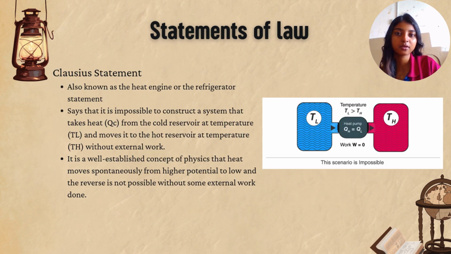The next statement of the law is Clausius statement, also known as the refrigerator statement, which says that it is impossible to construct a system that takes heat from the cold reservoir at temperature low and moves it to the hot reservoir at temperature hot without external work. It is a well established concept of physics that heat moves spontaneously from higher potential to low and the reverse is not possible without some external work done.